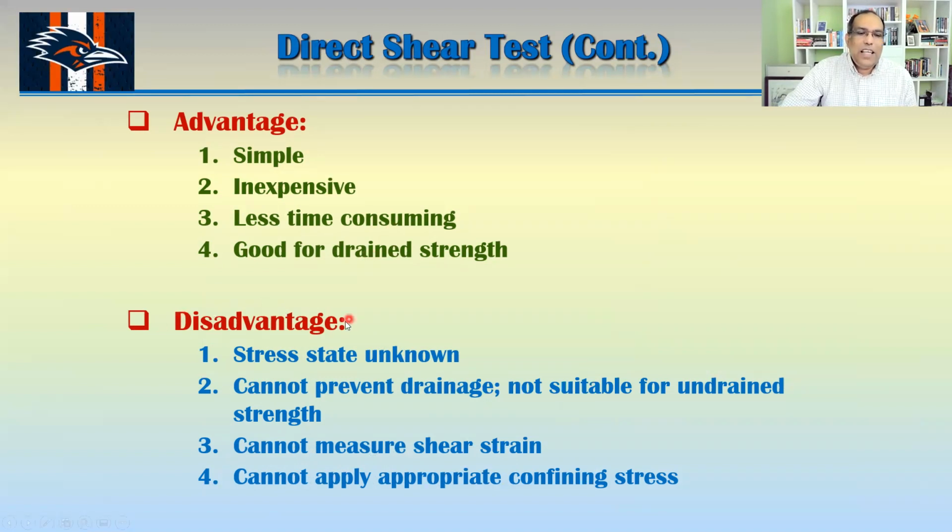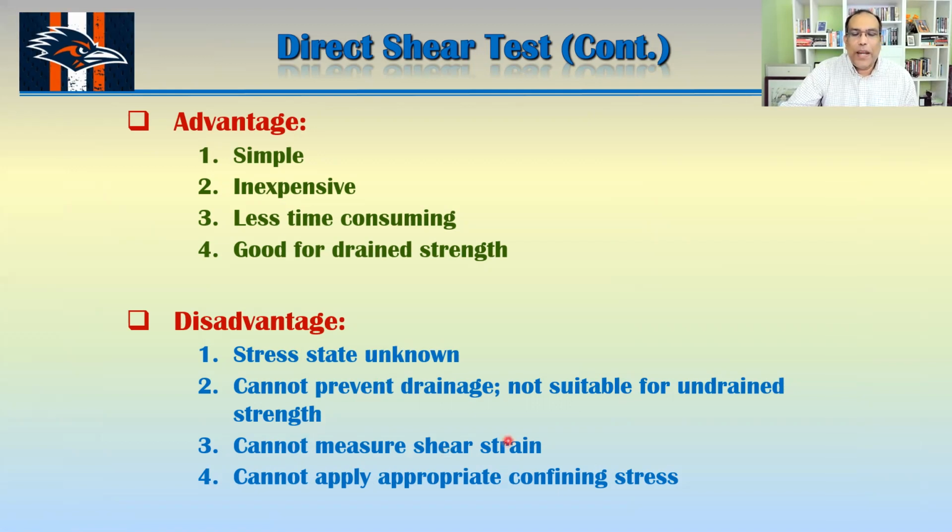Now, what are the disadvantages? The disadvantages include that the stress state is unknown. You don't know the sigma 3 confining stress and the vertical stress. So you cannot draw the Mohr circle from there. That's very difficult to do. Second, it cannot prevent drainage. So that's why it's not suitable for undrained strength, especially if you want to find the undrained shear strength for clay soil, then this is not a good method.